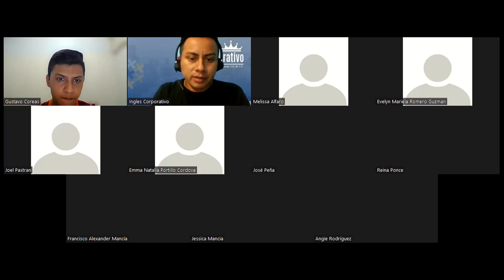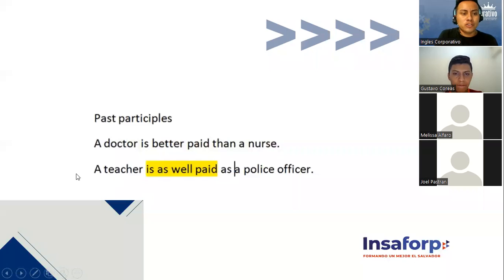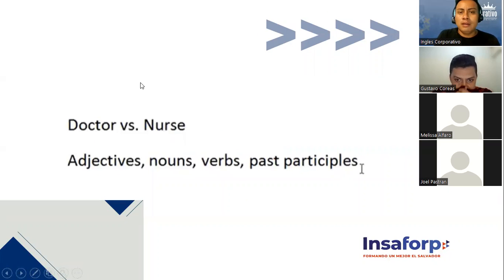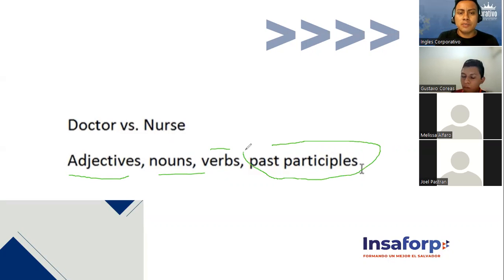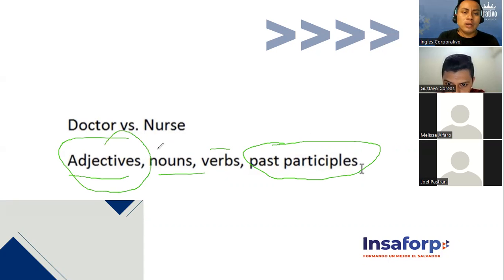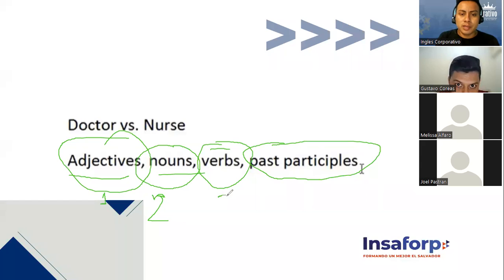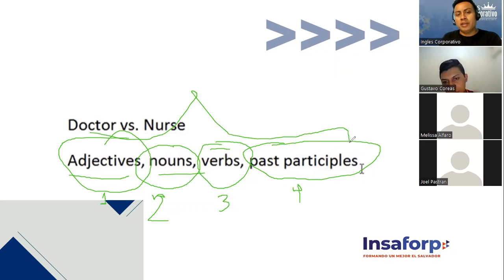Okay, I want to share this example, guys, so you can maybe follow this same one, and you can provide me with one on your own. This is the one we had. If we make a comparison between a nurse and a doctor, and we want to create different categories, right? We have adjectives, nouns, verbs, and past participles. So these are basically four ways how to make comparisons: with adjectives, with nouns, this is number two, with verbs, and with past participles. Okay, now all of these are just opinions, right? Therefore we can make comparisons with any of this.